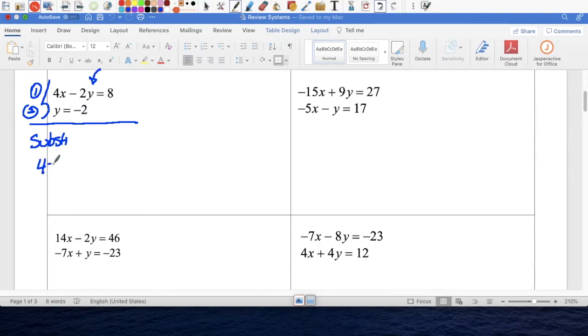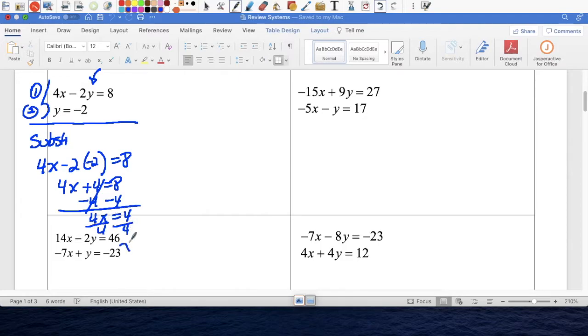So we get 4x minus 2 times negative 2 equals 8. 4x, and negative 2 times negative 2 is positive 4, which equals 8. Subtract 4 from both sides. We get 4x equals 4, divide both sides by 4, and x equals 1. So our point of intersection is 1, negative 2, x and y. Let's do our check.